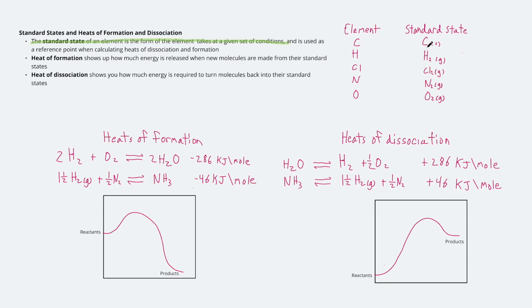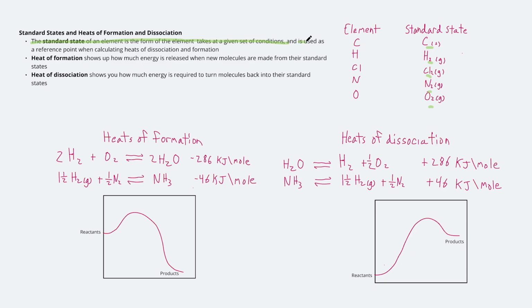And so for carbon, it forms solid carbon. Hydrogen forms H2 gas. So for hydrogen, there's actually two hydrogen atoms that are connected to each other in the standard state. And then the exact same thing happens for chlorine, nitrogen, and oxygen. Those are all what we would call diatomic gases. But the standard state can be applied to any element, and it's just what form does that element take under these specific conditions. And you don't need to worry at all about what those conditions are. Just understand this concept of what the standard state is.